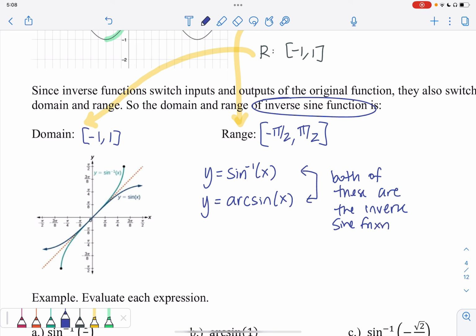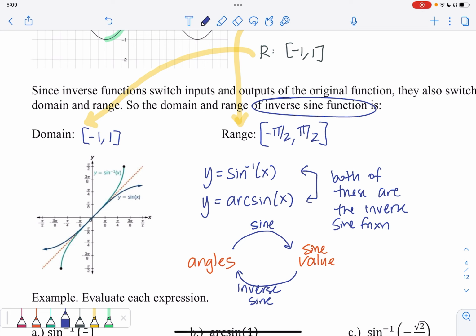And I want to just remind us what happens here. So what does sine do? We have two camps here, where we have angles and then we have some sine value. When we take the sine function, it has an input of an angle and its output is a sine value. Now, what does inverse sine do? Inverse sine or sine inverse, what is its job? It's going to take some sine value and spit out an angle, right?